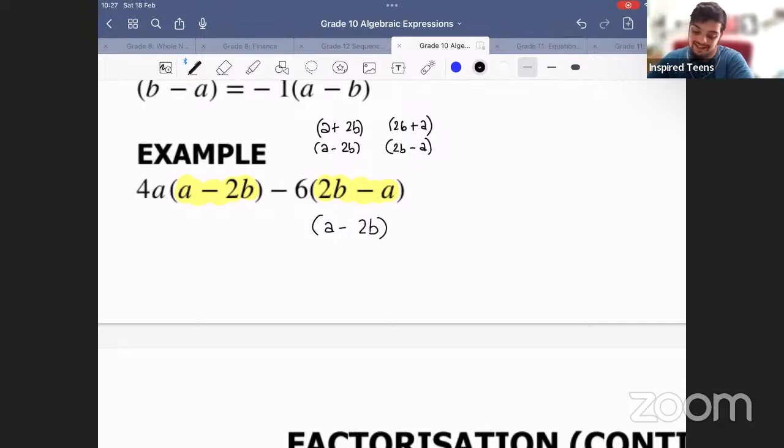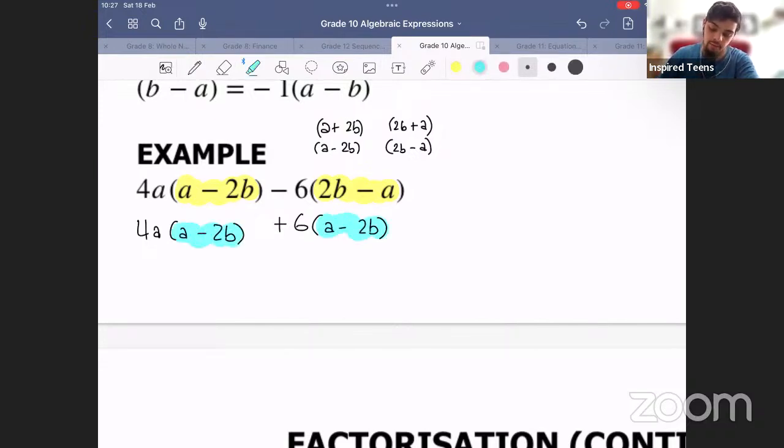Whenever we change the sign inside of the bracket, we also change the sign outside of the bracket. So instead of it being -6(2b - a), we've changed it to +6(a - 2b), and the first term remains the same. Now we can see that our common factor is actually a common factor. So this becomes our common factor, a - 2b.